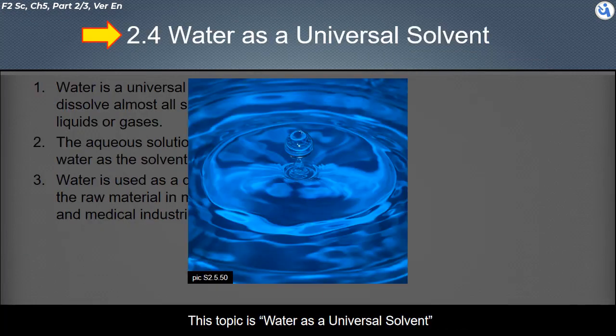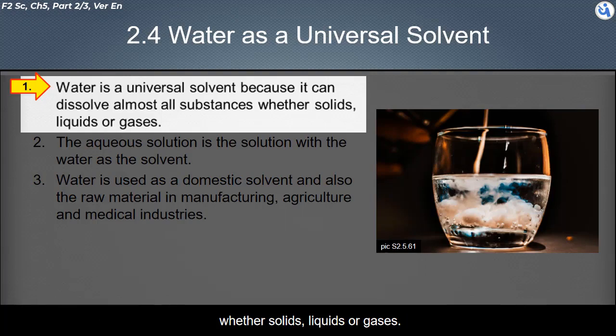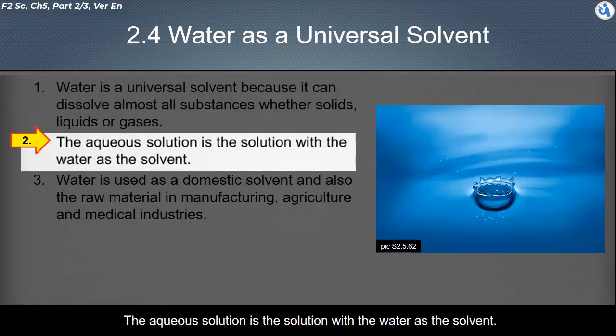This topic is water as a universal solvent. Water is a universal solvent because it can dissolve almost all substances, whether solids, liquids, or gases. The aqueous solution is the solution with the water as the solvent.